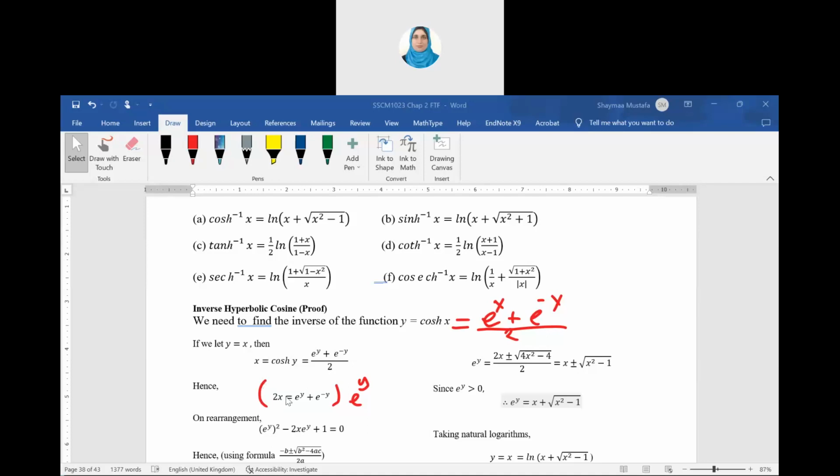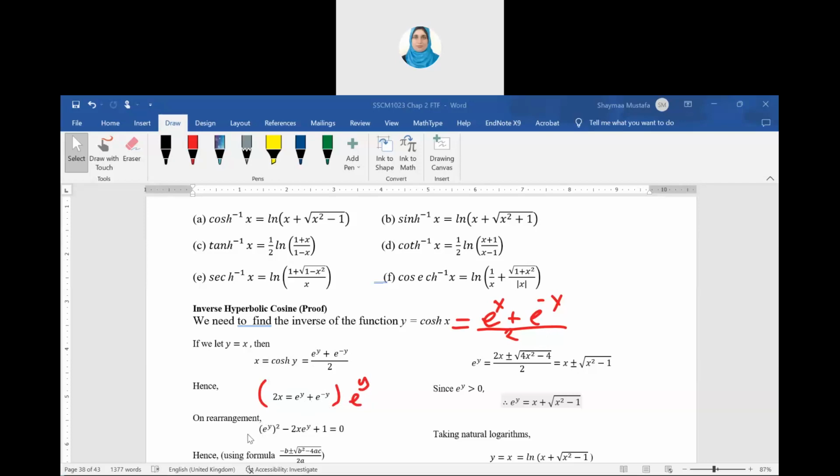2x is equal to exponential y plus exponential minus y. So multiply the whole equation by e to the power y. You get that 2x exponential y is equal to exponential y squared plus exponential minus y times exponential y, which is exponential 0, which is 1. So exponential y squared plus 1, and when you transfer to the other side, minus 2x exponential y.